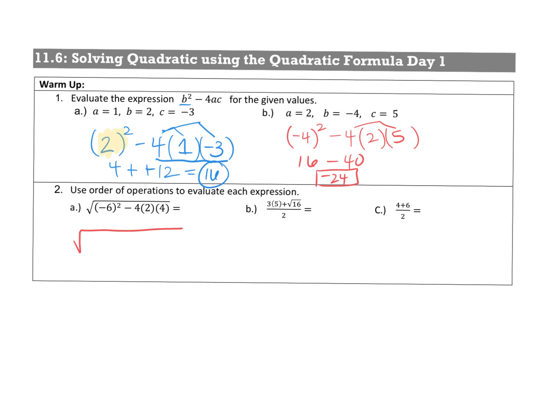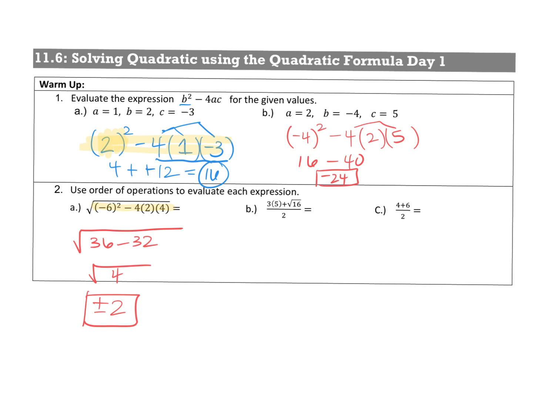You guys might notice it kind of looks like what we did up here. Okay, so if I do this, I'm going to do -6 squared first, which is 36, and then minus 4 times 2 is 8. 8 times 4 is 32, so minus 32. Now I'm going to do 36, take away 32, which is 4, and now the square root of 4 is positive and negative 2. I'm going to put both of those solutions.